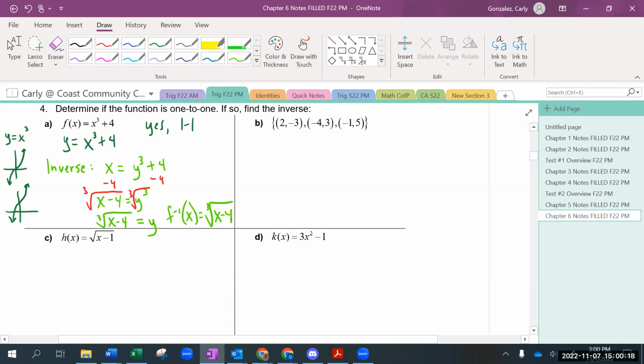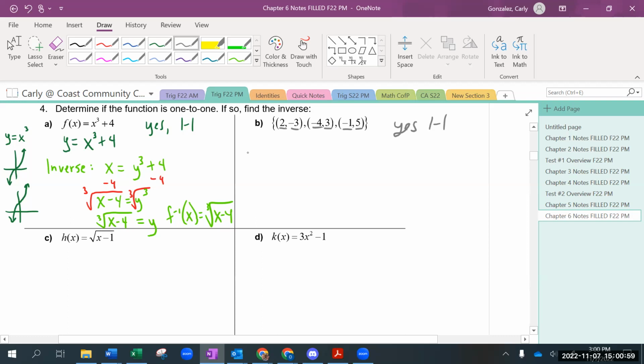All right. So now for part B, we have a list of ordered pairs. We have 3 ordered pairs here: (2, -3), (-4, 3), (-1, 5). So to verify that it is 1-to-1, first we need to verify it's a function. And notice none of our x values repeat. So each x value corresponds to exactly one y value. Similarly, none of our y values repeat. So each y value corresponds to exactly one x value. So yes, it is 1-to-1.